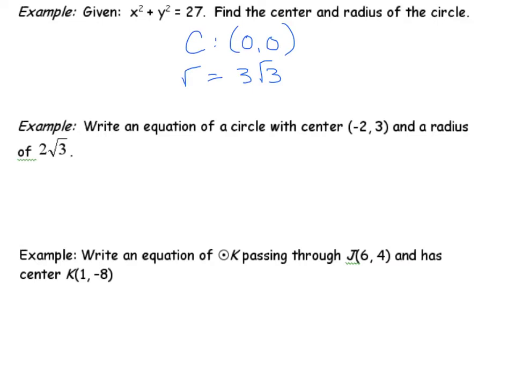All right, I want you to notice there is nothing being subtracted from the x and y, so that's why your center is at (0, 0). And then if I take the square root of 27, well, this is 9 times 3, that's where the 3 square roots of 3 comes from.